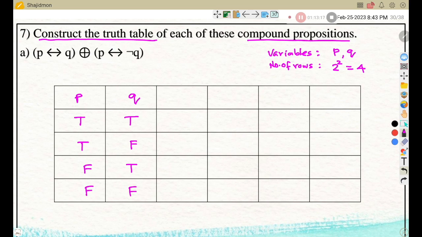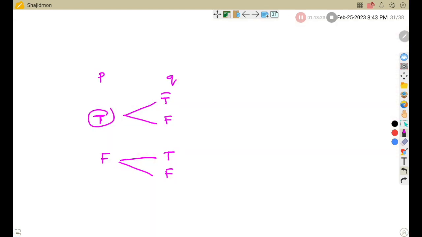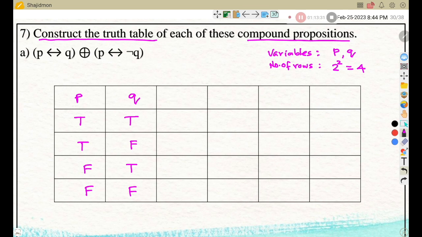I explained before. You can check there also. Okay, if you did not understand, from this tree diagram: first true, true, then true, false, then false, true, then false, false. Four options will be there. Okay, four rows. Now, what are the operations we are taking?